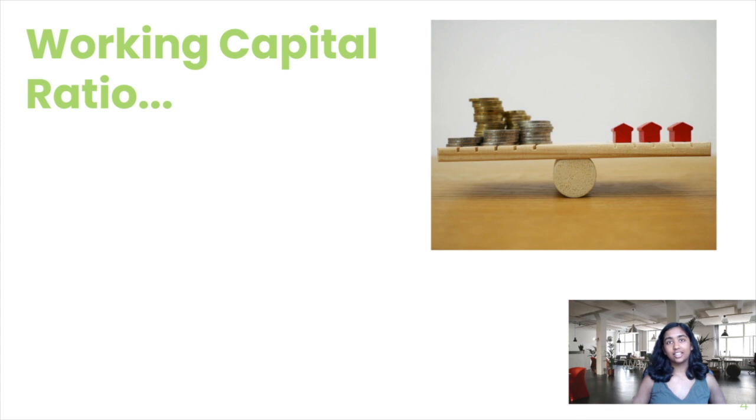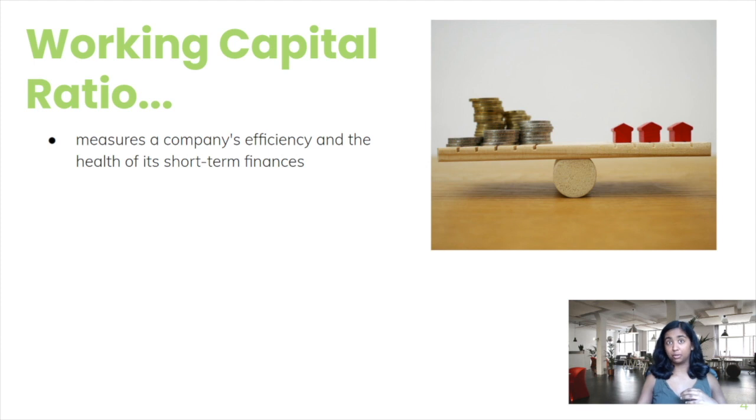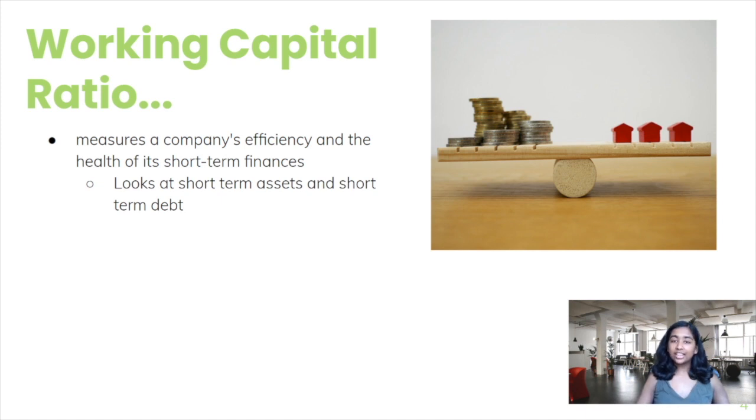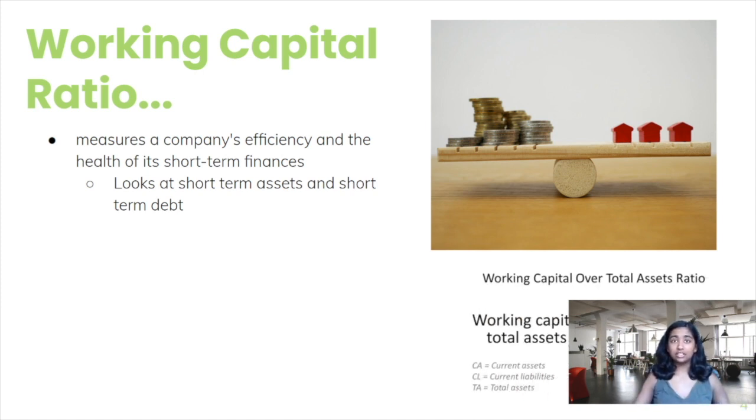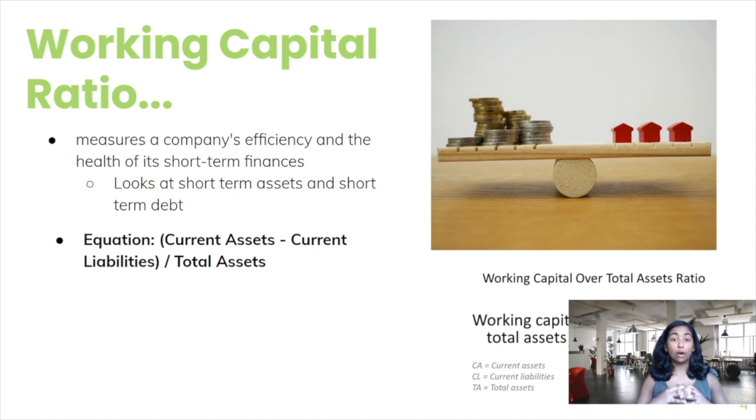The first ratio to look at is the working capital ratio, which is commonly used to assess a company's financial performance. It measures a company's efficiency and the health of its finances by looking at short-term assets and short-term debts. The working capital ratio reveals whether the company has enough short-term assets to pay off its short-term debt and is represented by the equation current assets minus liabilities over total assets. There are indicators you can look for while using this ratio, and that's through looking at whether the working capital ratio is negative or positive.